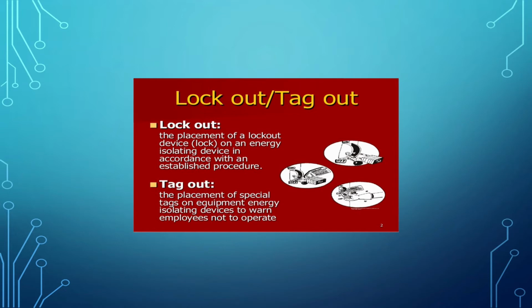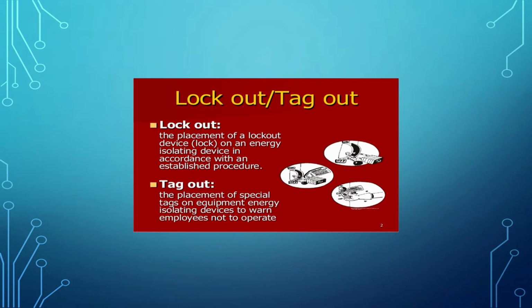Lockout is the placement of a lockout device on an energy isolating device in accordance with an established procedure. Like I said earlier, OSHA and APPA as well spend a lot of time in their manuals talking about lockout tagout, and also each individual company should have their own procedure and guidelines for lockout tagout that, as a minimum, reflect OSHA and APPA standards.